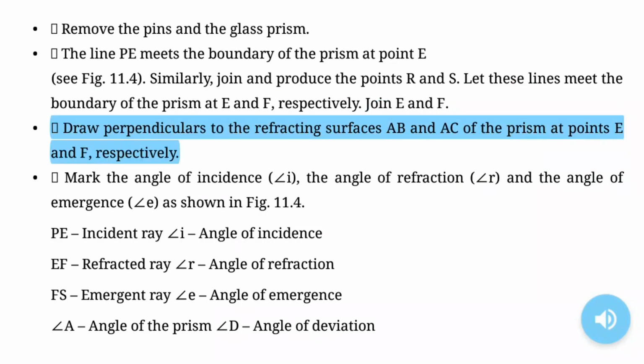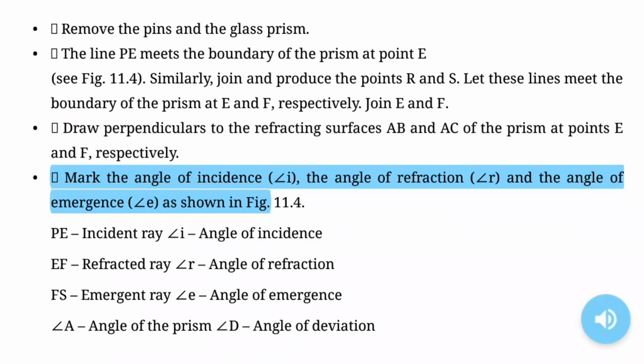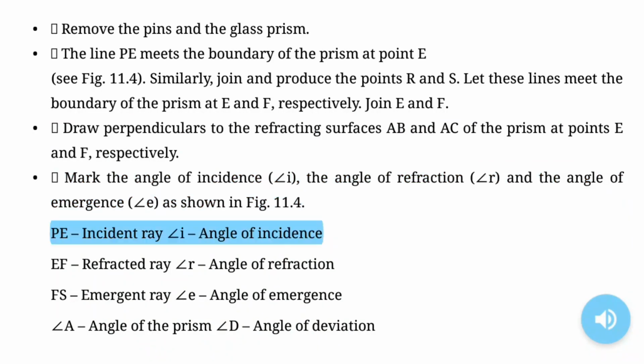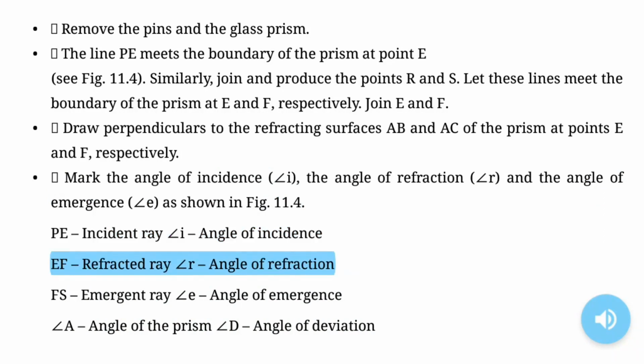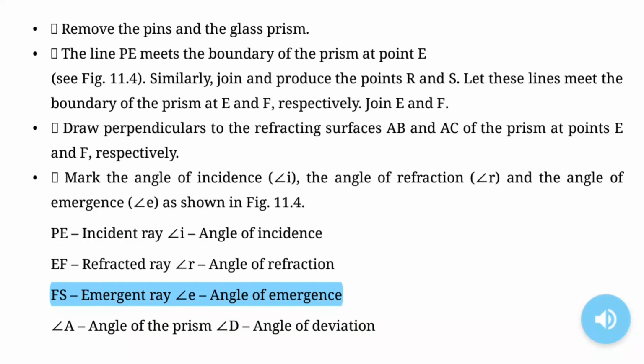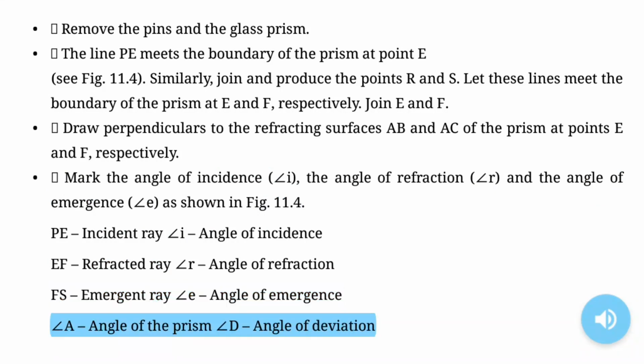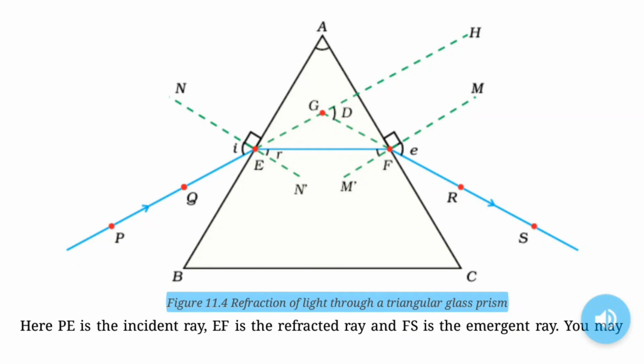Join E and F. Draw perpendiculars to the refracting surfaces AB and AC of the prism at points E and F, respectively. Mark the angle of incidence i, the angle of refraction r and the angle of emergence e as shown in Fig. 11.4. PE incident ray, i angle of incidence, EF refracted ray, r angle of refraction, FS emergent ray, e angle of emergence, A angle of the prism, D angle of deviation. Figure 11.4 Refraction of light through a triangular glass prism.